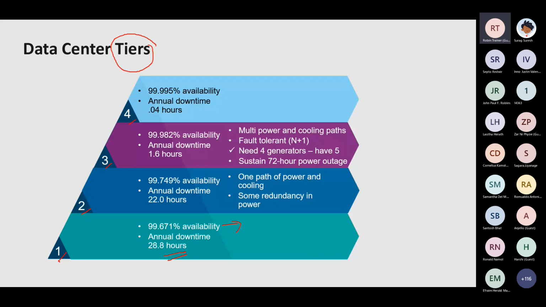But when you come to tier two, three, or four, you will have some additional equipment available. So with tier two, you will have some extra generators, some chillers, and some additional UPS available. Generally, this provides an uptime of 99.7 percent. So in a year, you will have only 22 hours of downtime.